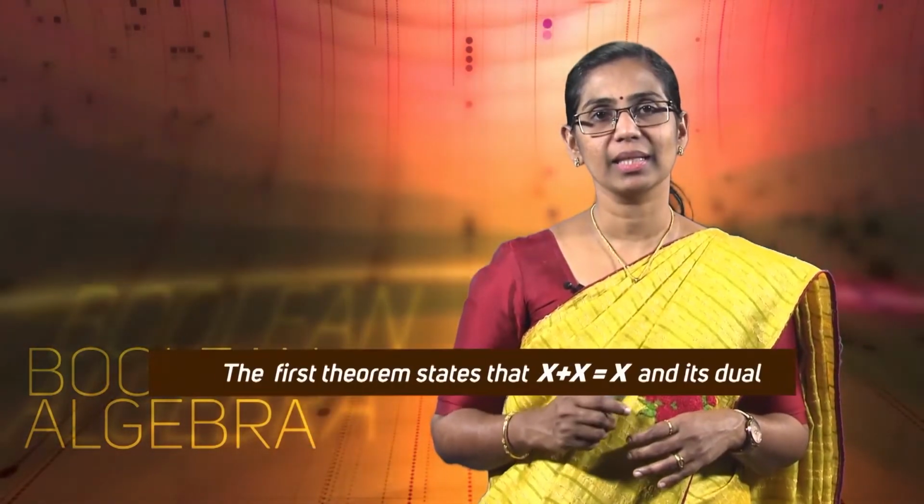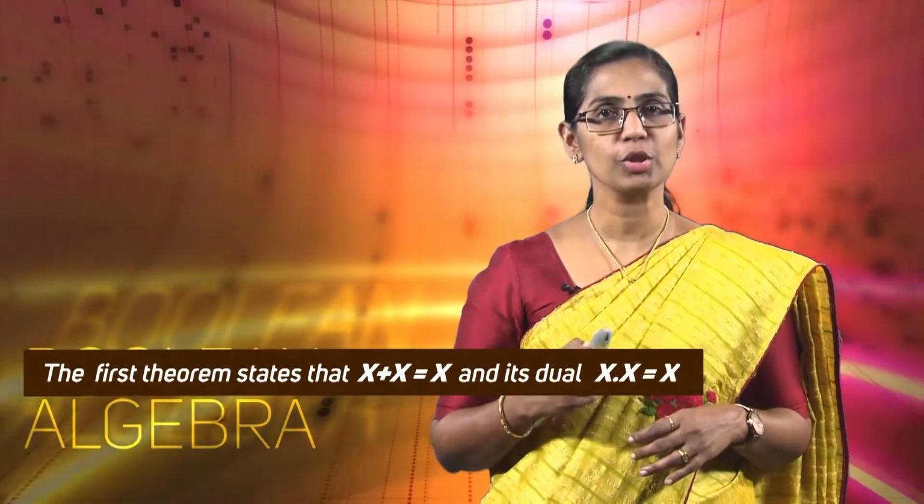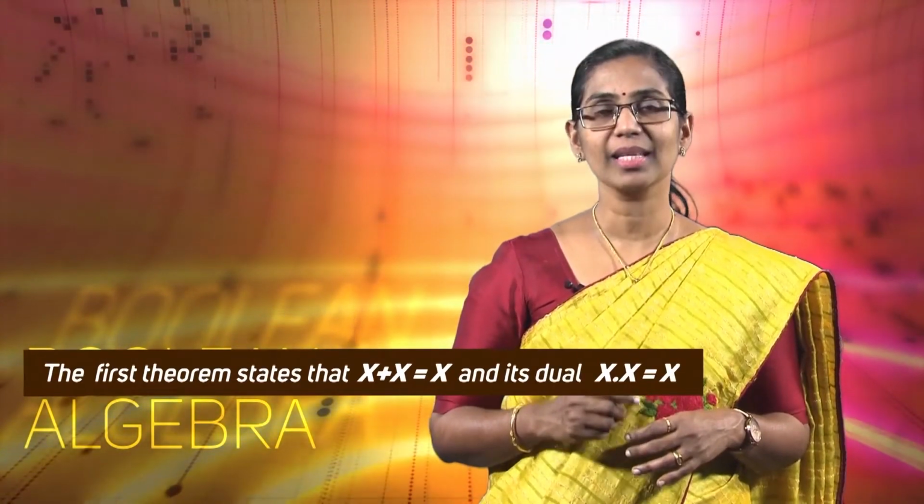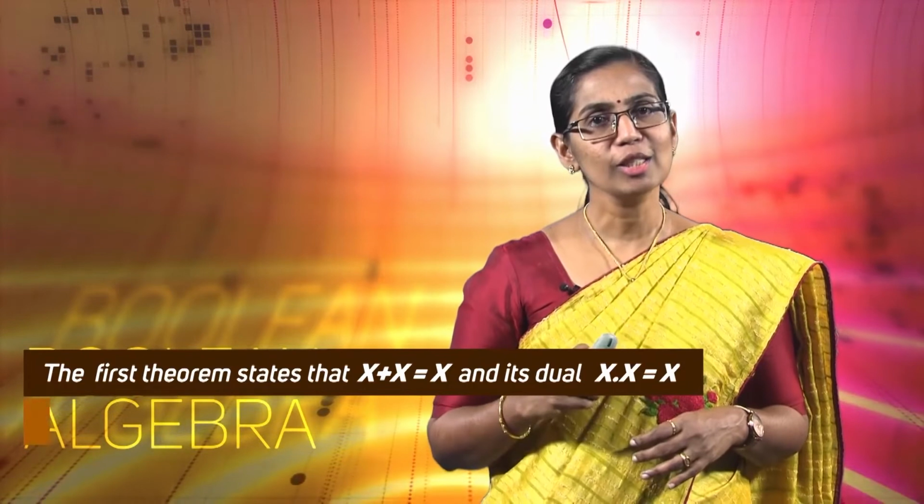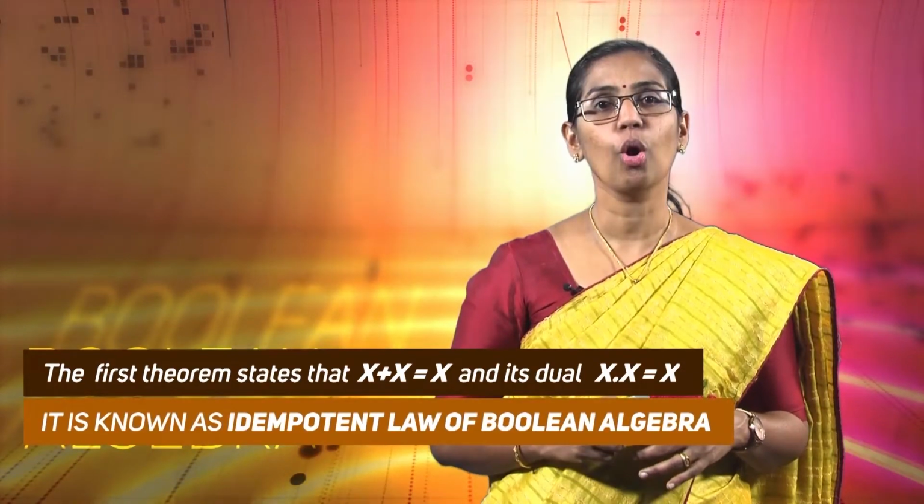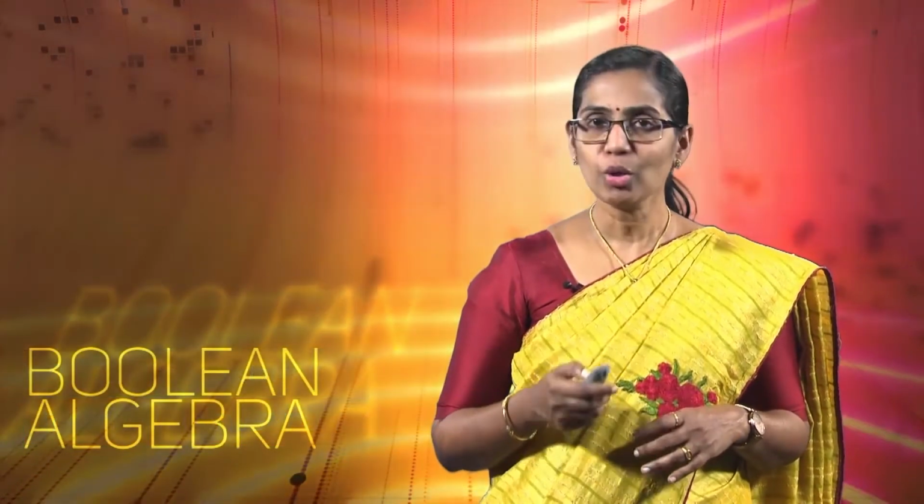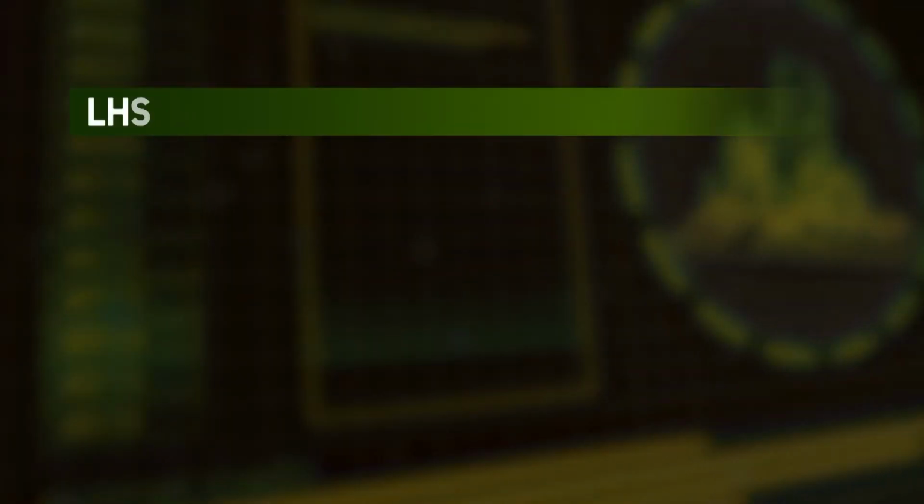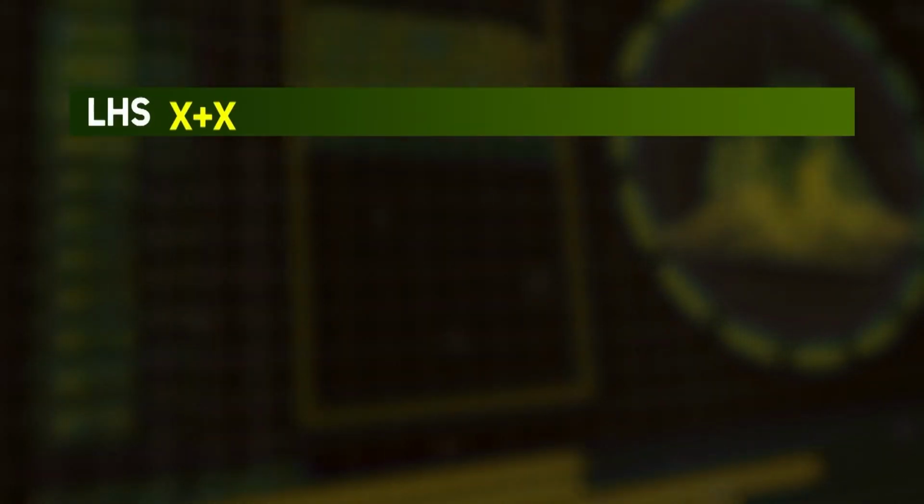The first theorem states that x plus x equal to x, and its dual x dot x equal to x. It is known as the idempotent law of Boolean algebra. How do we prove this? See, the LHS is x plus x.